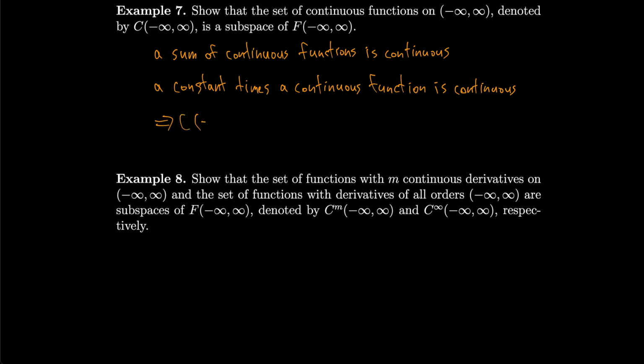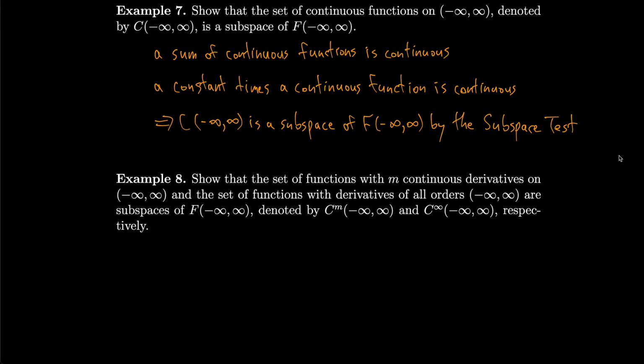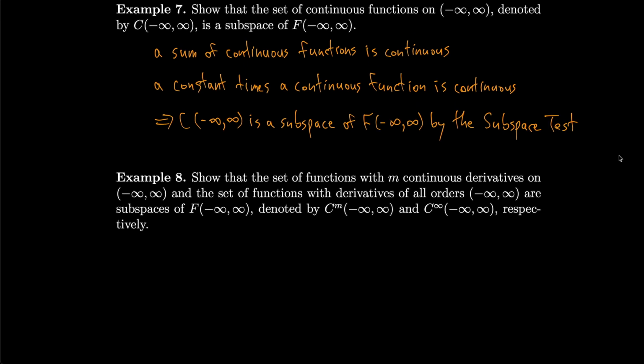That means that C(-infinity, infinity) is a subspace of F(-infinity, infinity) by the subspace test. Okay, how about we show that the set of functions with m continuous derivatives on (-infinity, infinity), and the set of functions with derivatives of all orders on (-infinity, infinity), are subspaces of F(-infinity, infinity), denoted by C^m(-infinity, infinity) and C^infinity(-infinity, infinity), respectively.